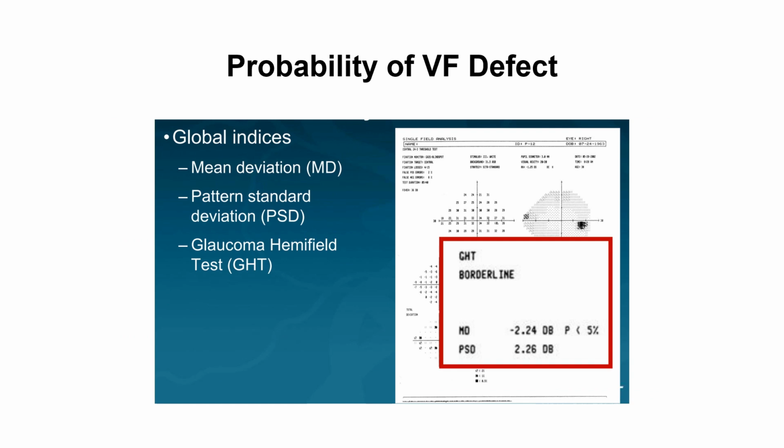And as we said, then you will look at the global indices. They will be in the right lower corner: the mean deviation, the pattern standard deviation, and the glaucoma hemifield test. We'll say what the meaning of the glaucoma hemifield test is in the following slide. You'll see here the mean deviation, the MD. You will see here the pattern standard deviation. The more negative the mean deviation, the worse. The more positive the pattern standard deviation, the worse. And this is the probability that this deviation is found in the normal population.